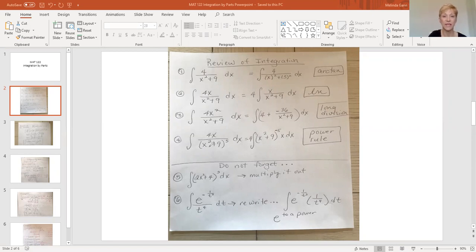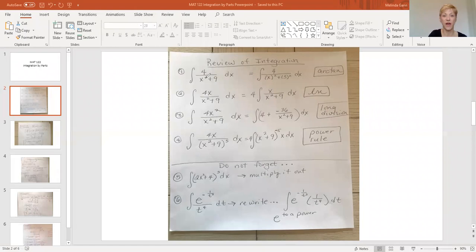All right, so when I see all of these, 1, 2, 3, and 4, I notice that I've got a fraction. So what's the first thing that you think of when you have a fraction? It should be natural log. So look and see which one of these you think might be natural log. Remember, for natural log, you have to have the derivative of the bottom on the top.